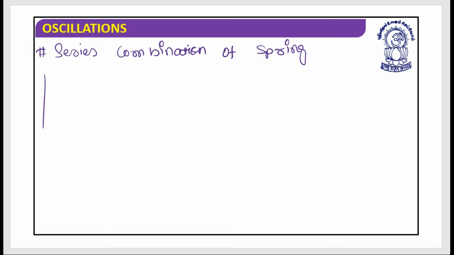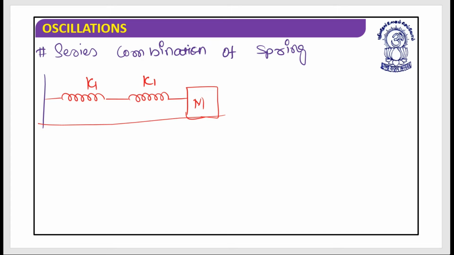Let's suppose this is the rigid support, and with which this is the first spring, this is the second spring, and a block has been attached. This is, let's say, K1, this is K2, this is the support. Yes. So when I'm going to pull this, and if let's say I'm having a certain external force F external, then there is a displacement in both the springs.